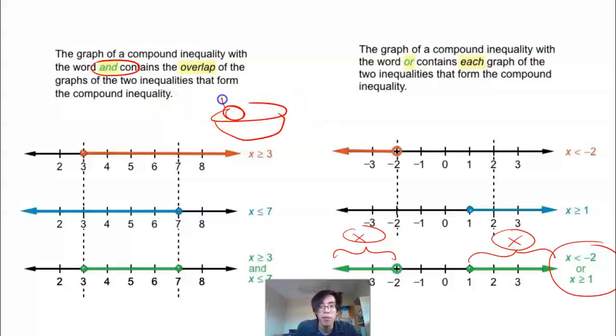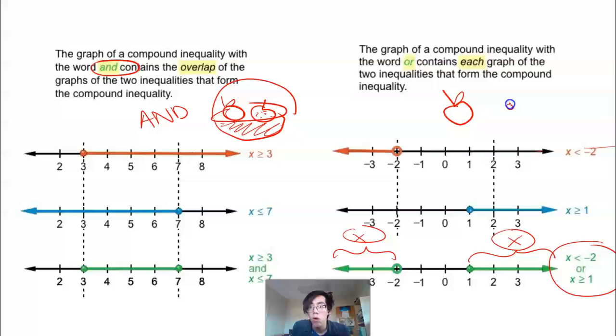I have an apple and an orange, and they're combined in this one basket when I have an and statement. They're together. But if I could pick an apple or an orange, I either have to choose an apple or an orange. It's either this or that. I have to pick one or the other. So and combines, or separates.